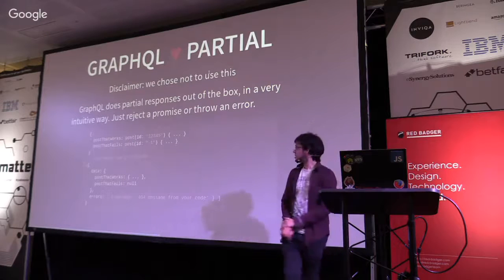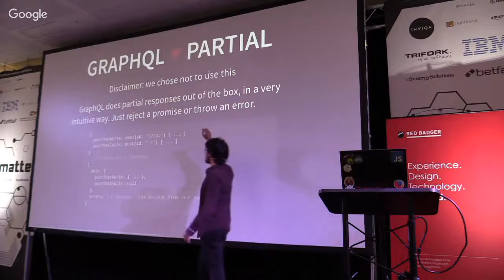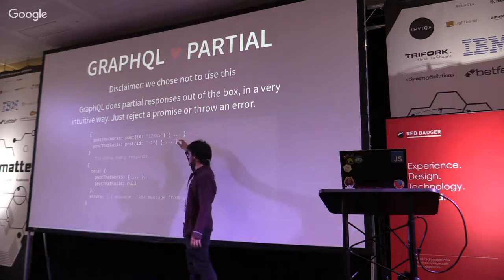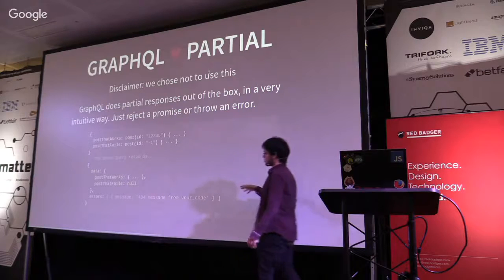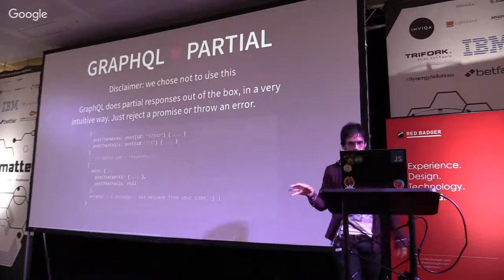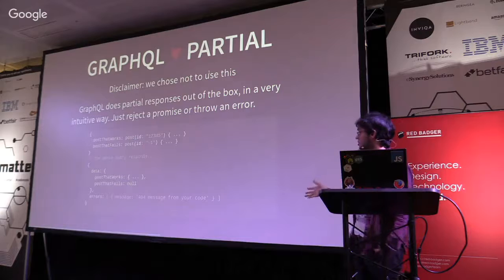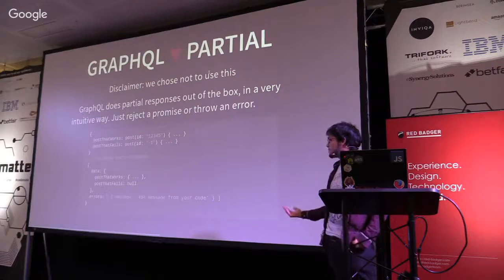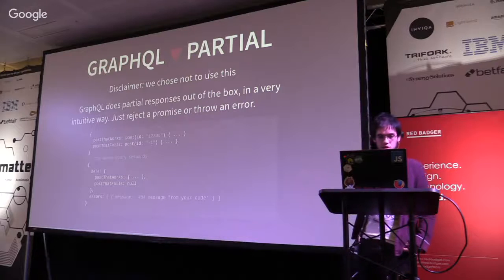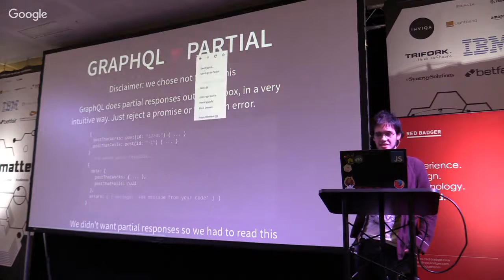So if you do a query for one thing which works and one thing which fails, you'll get this response back, which is a partial response. We chose not to use this because we consider that partial failure is a bad idea in terms of our application, especially.